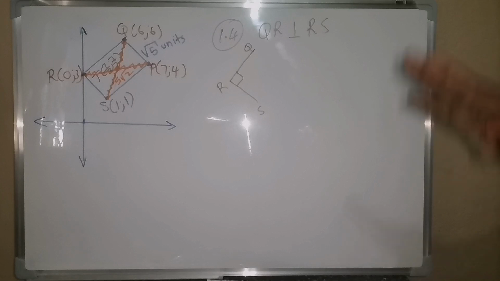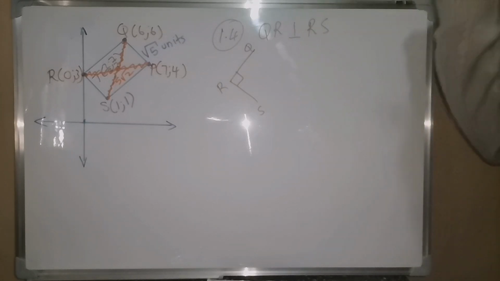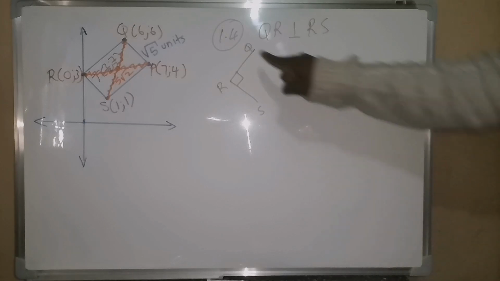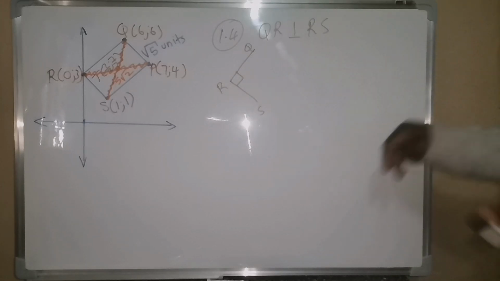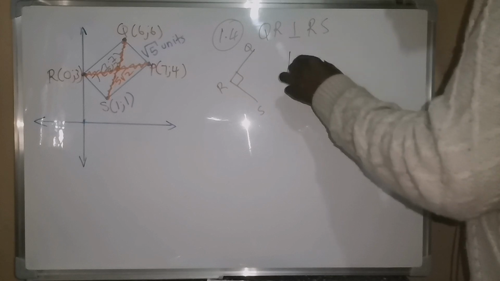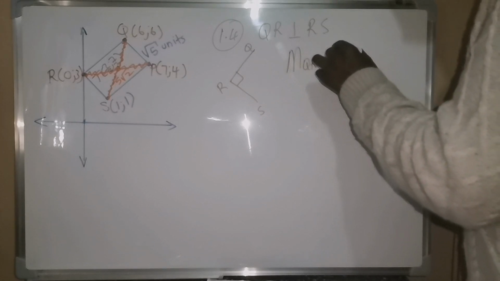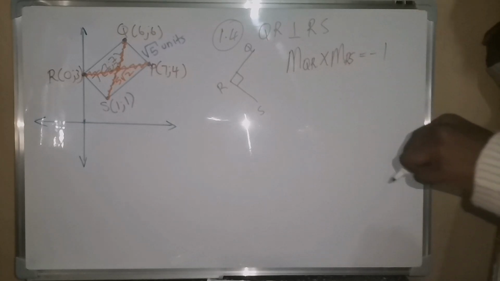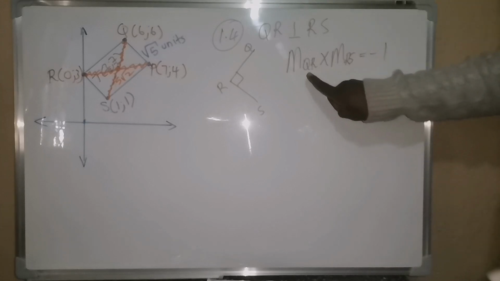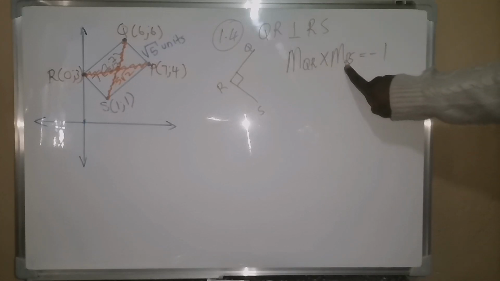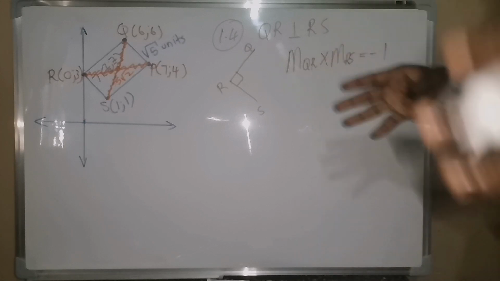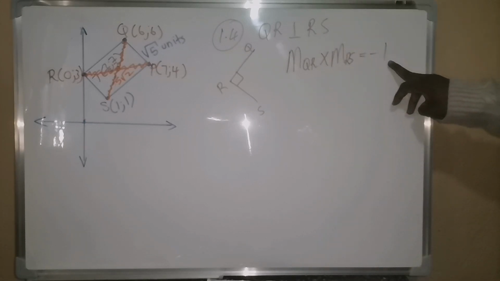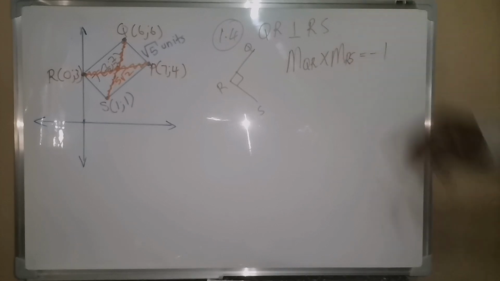For you to understand if the lines are perpendicular, you need to prove that the gradient of QR, when you multiply it with the gradient of RS, gives you -1. So, what is the gradient of QR? What is the gradient of RS? After that, we multiply those two gradients and they must give us -1 as the final answer. Therefore, we'll be able to prove that QR is perpendicular to RS.